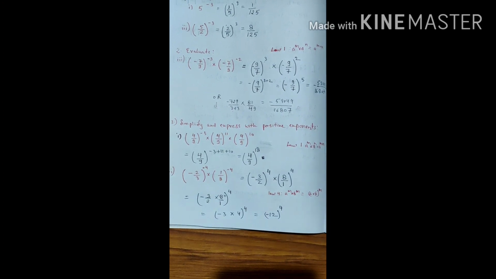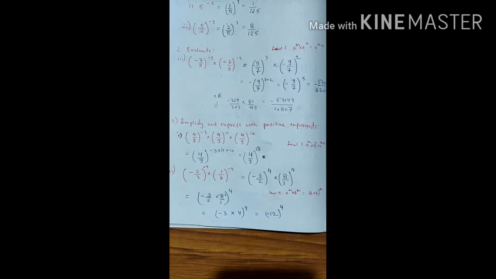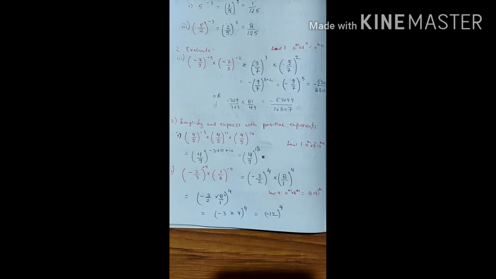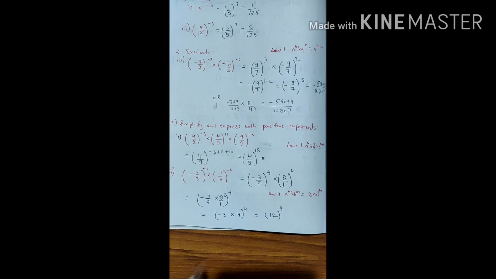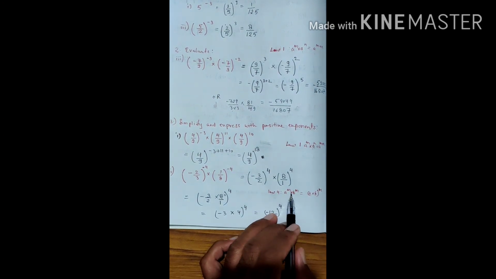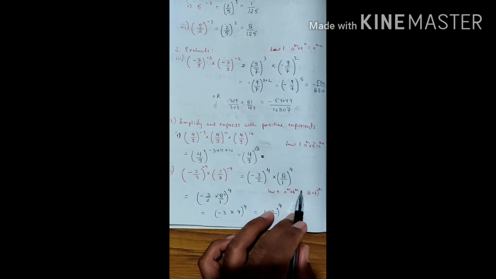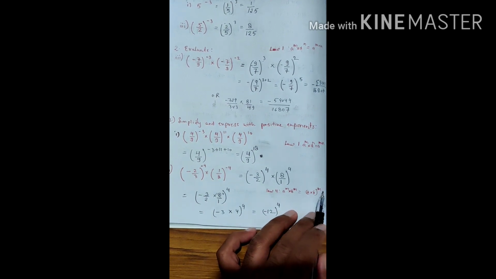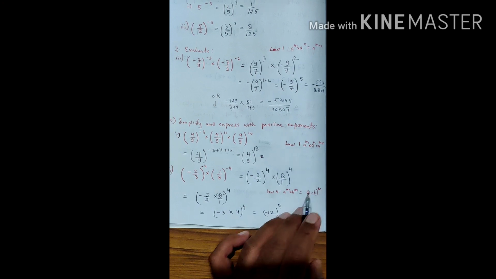Now let us see the second part of this. Your question again says minus 2 by 3 raised to the power of minus 4 into 1 by 8 raised to the power of minus 4. Here we can see our bases are different but the powers are same. When powers are same, we apply law 4 of exponents, which says when your bases are different but your power is same, we multiply the bases and the power comes as common over here.